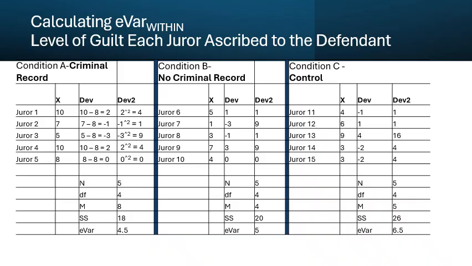Here's each individual score for our condition 1. We went ahead and looked at the number, the degrees of freedom for this group, the mean for this group, the sum of squares. We calculate that by calculating the deviations, each score minus the mean, and then squaring those deviations. And our sum of squares is the sum of this column, these squared deviations, which is 18 in this case. And so EVAR is SS divided by DF, and we get 4.5.